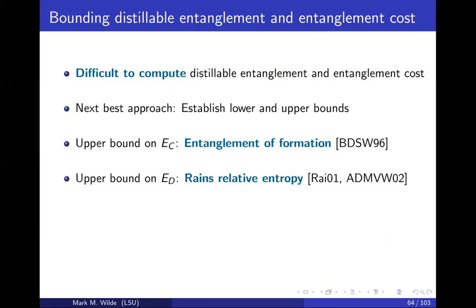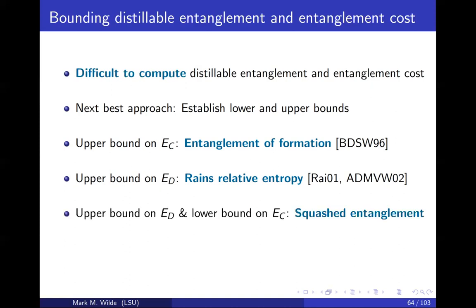Okay. An upper bound on the distillable entanglement is something called Rains relative entropy. So that's an interesting entanglement measure. And it limits the amount of entanglement you can distill from a quantum state. So it says that using this state, you will not be able to conduct teleportations at a rate larger than this. And that is the Rains relative entropy.